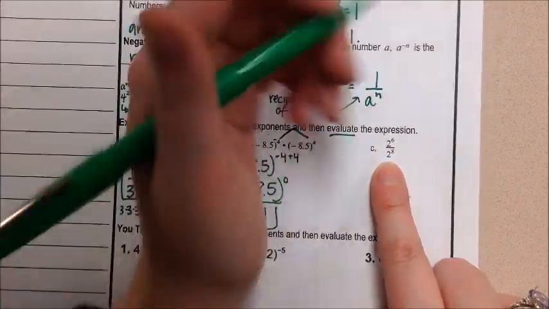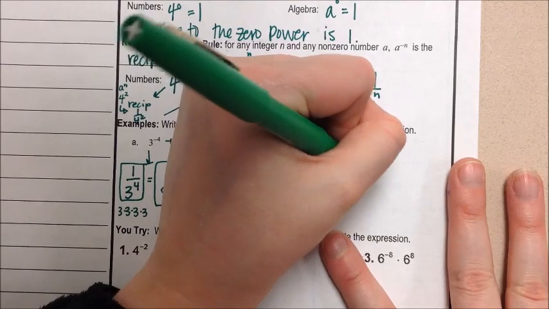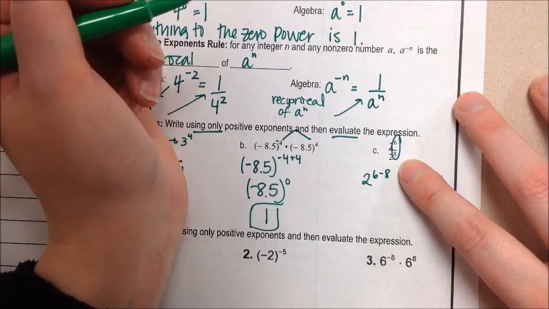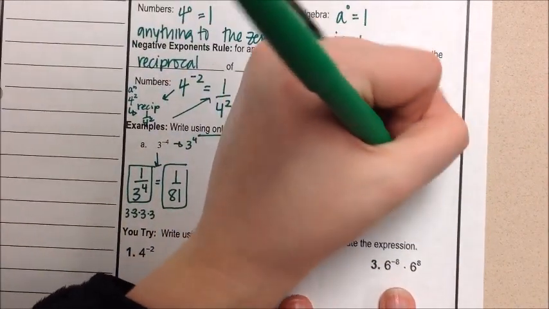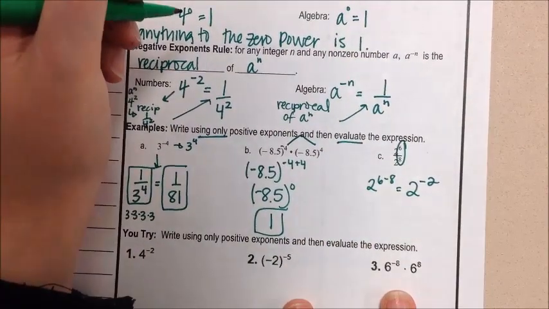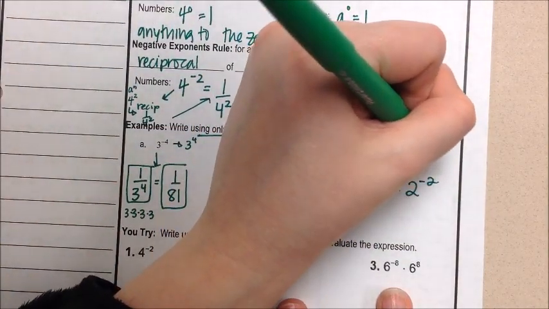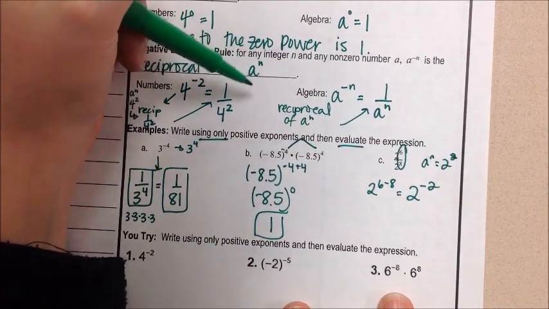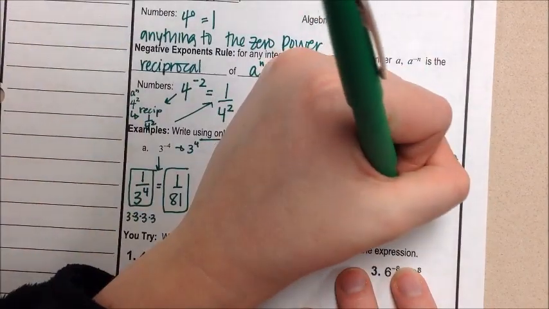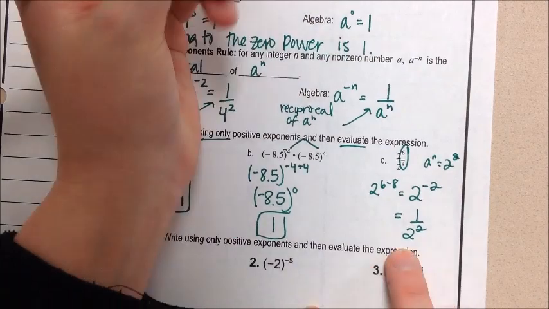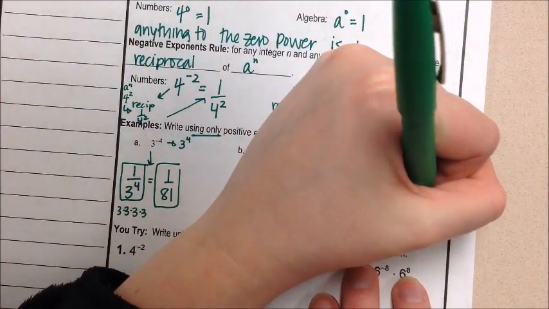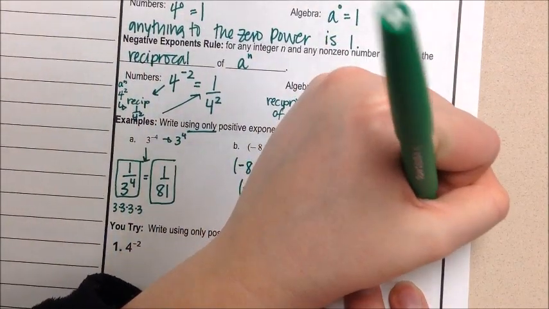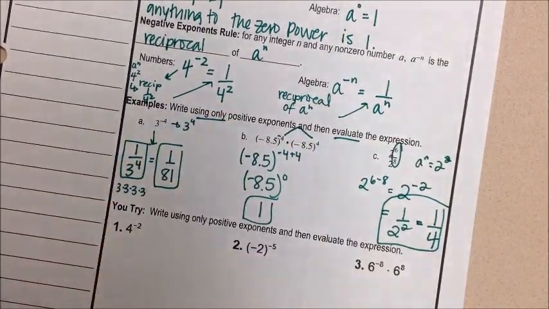For this one, I would subtract 6 minus 8. You still have to do the numerator minus the denominator; you can't change it just because you know it's going to be negative. That gives me 2 to the negative 2nd power. So my a to the n would be 2 squared, and the reciprocal of that is 1 over 2 squared. There's my writing it using positive exponents, and then I need to evaluate it. 2 squared is 2 times 2, which is 4. So those are the two that I'm looking for.